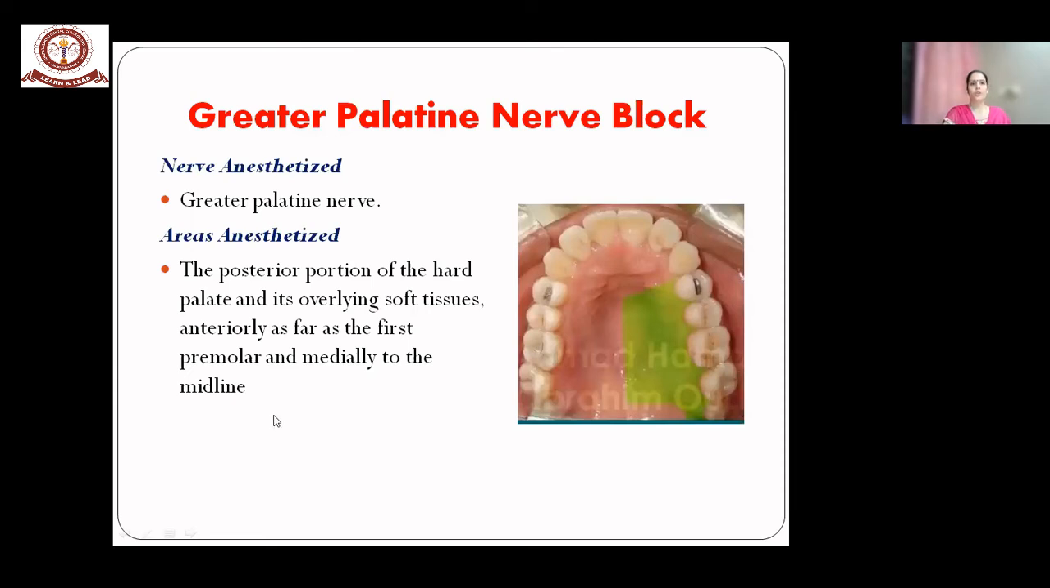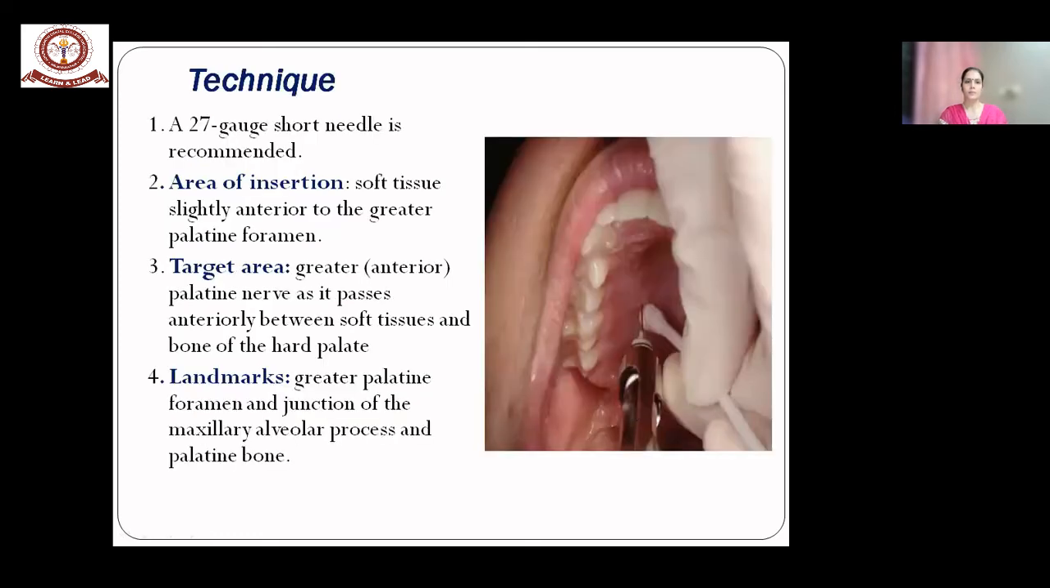So next we move on to the greater palatine nerve block. The nerve anesthetized is the greater palatine nerve. The area anesthetized is the posterior portion of the hard palate and its overlying soft tissues, anteriorly as far as the first premolar and medially towards the mid-palatine raphe, that is towards the midline.